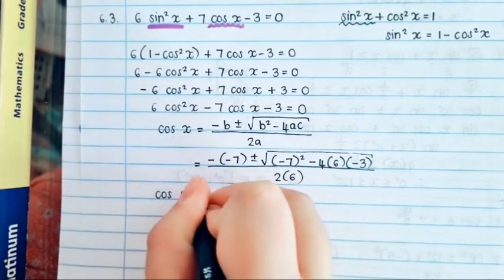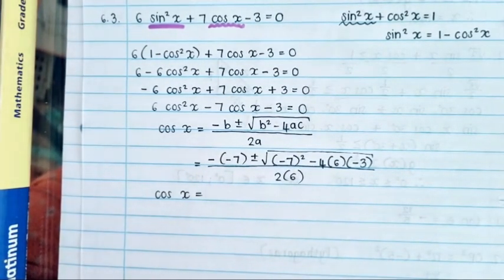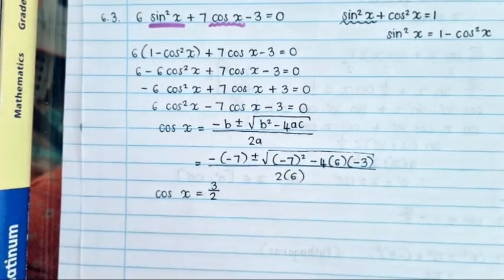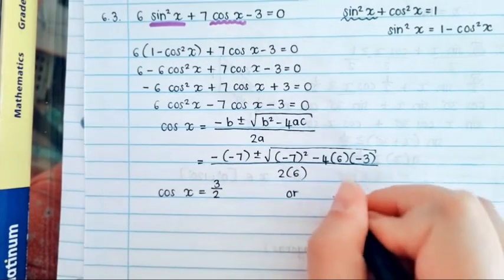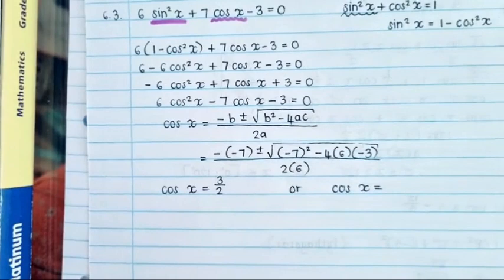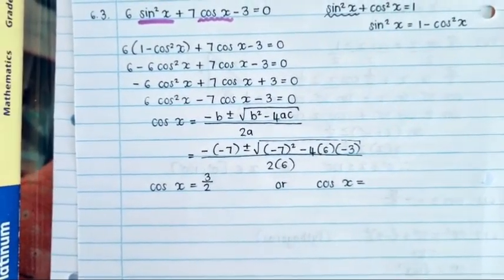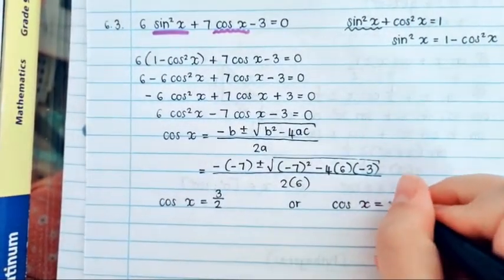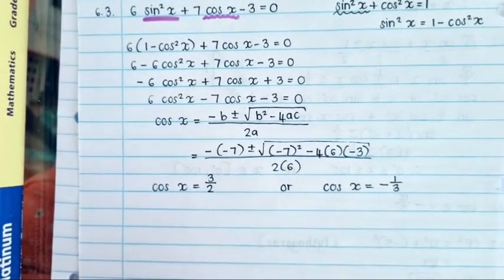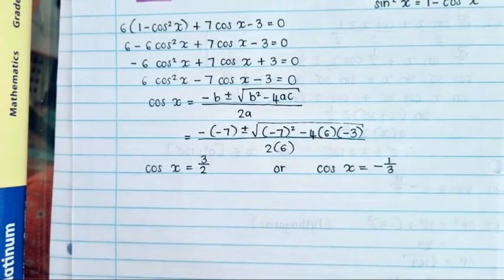So now you're going to type that into the calculator, and you are going to get 2 values, guys. For the first one, you press plus on the calculator. Then for the second one, you press minus. When you do your plus, you're going to get cos x equals 3 over 2. That's the first one. Or cos x equals, let me just check, because I worked them out beforehand, it was negative 1/3. So you get cos x equals 3 over 2, and you get cos x equals negative 1/3. Now from here, you're going to have to solve these 2 equations.